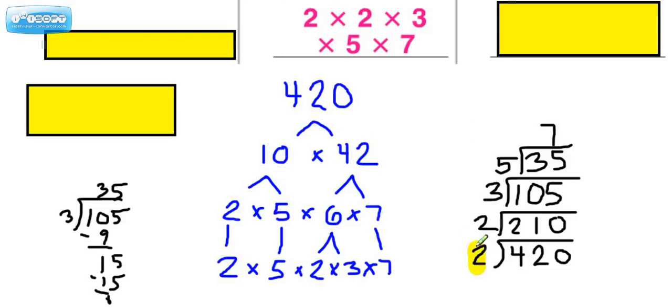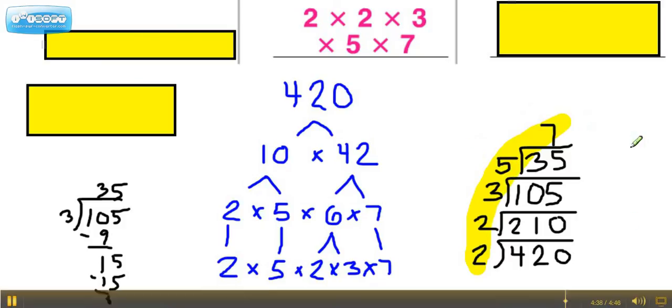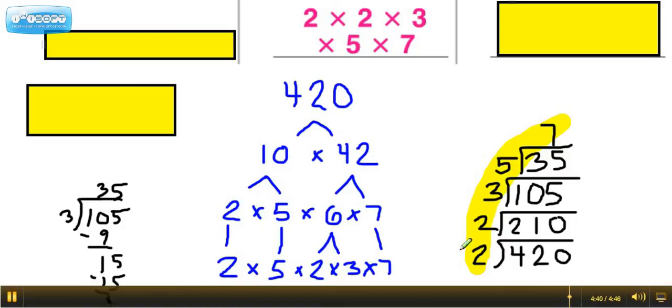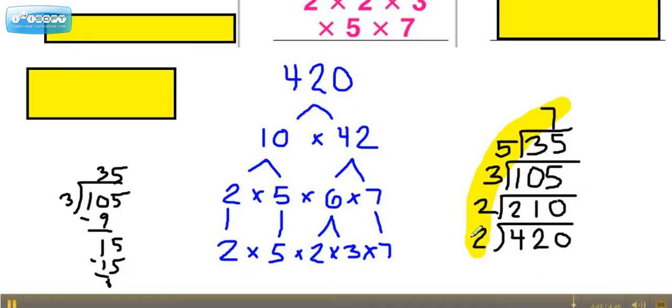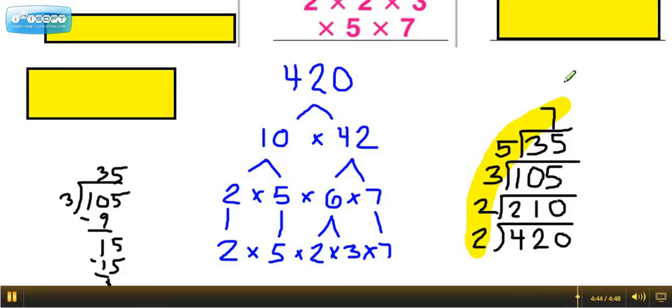Now the reason that some people like this is because, look, you have your prime factorization neatly organized for you in order from least to greatest. So see, 2, 2, 3, 5, and 7. It's the same thing. It's just kind of built up or going at a diagonal. So we call this a division ladder, and some teachers like to write it going down instead of up, but it's really just a matter of personal choice.